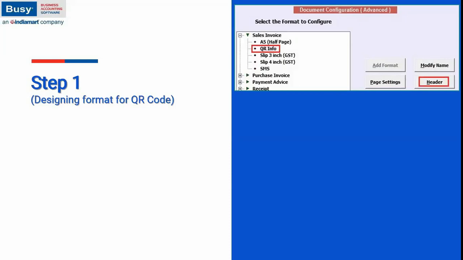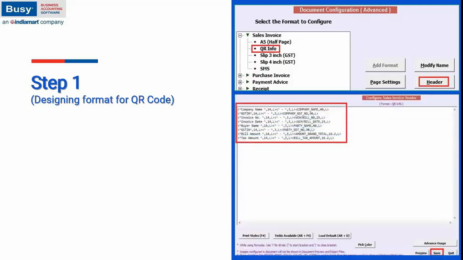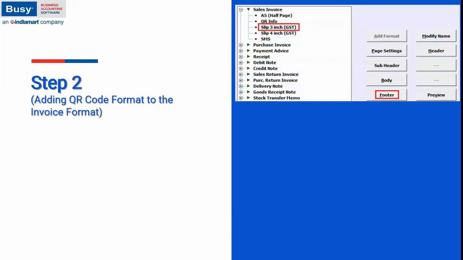So after creation of the format name, you have to design the header information. The header information you need to configure by your side. What are the fields you require, like company name, GSTN number, invoice date, buyer name, GSTN number, bill amount, tax amount, anything it might be. So you have to decide, and you can add the relevant fields over the header portion.